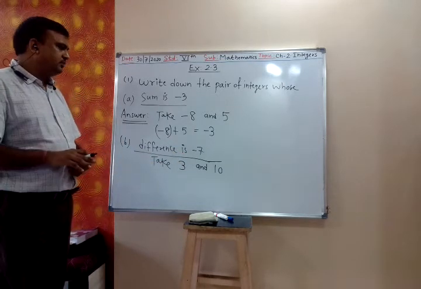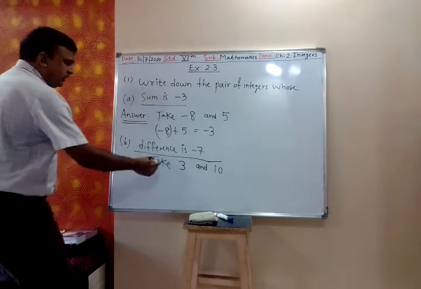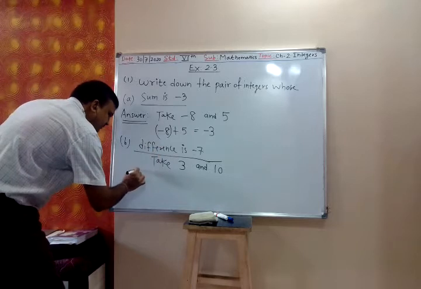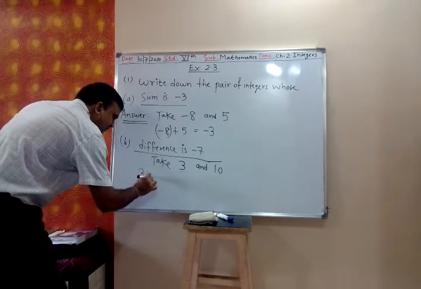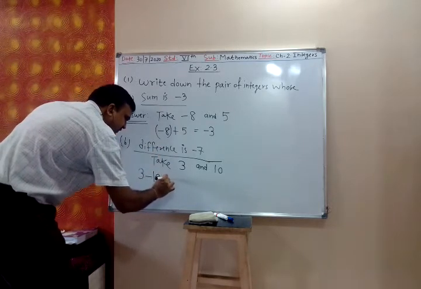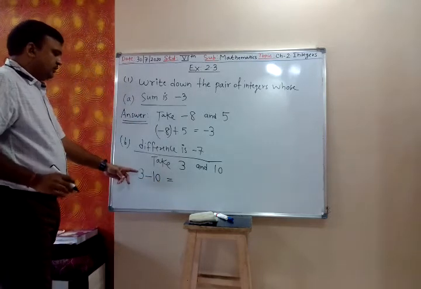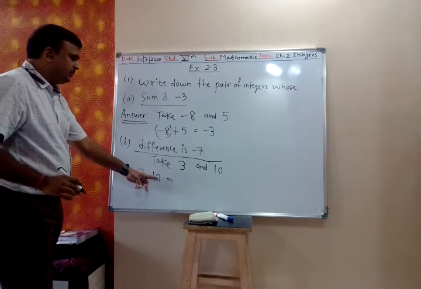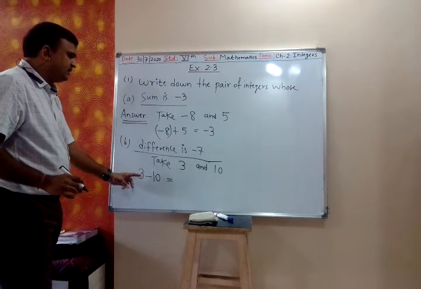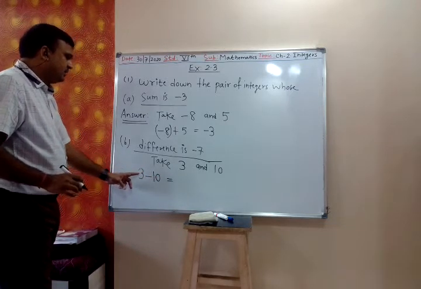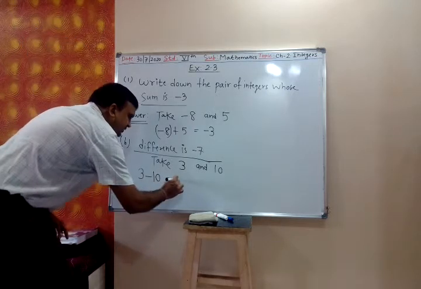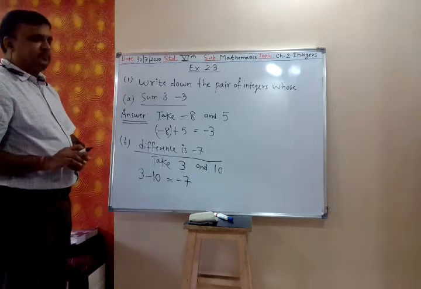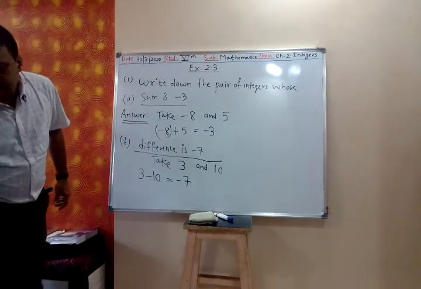So now take 3 and 10. 3 minus 10. What is the sign of 3? Plus. What is the sign of 10? Minus. So plus and minus are opposite signs, you have to subtract. 3 minus 10 is minus 7. So the answer is 3 and 10. Mute the microphone.